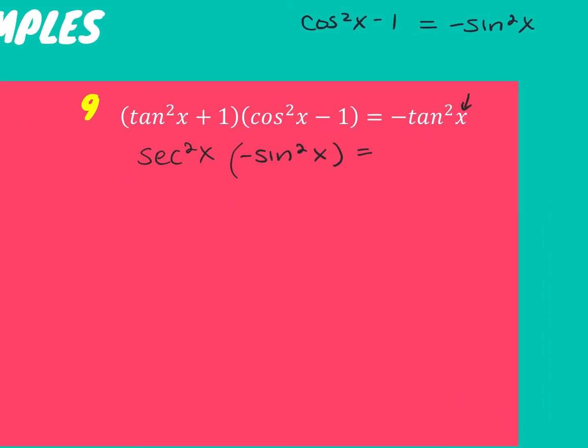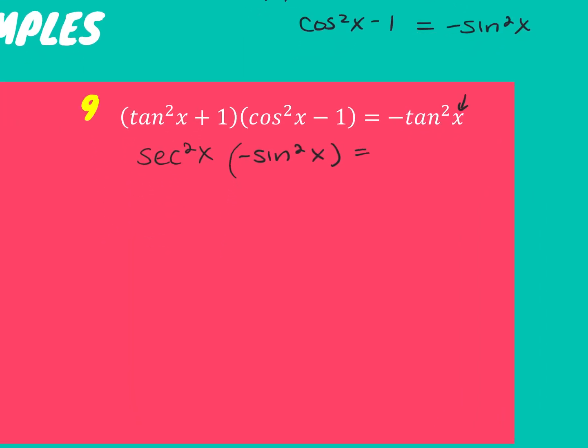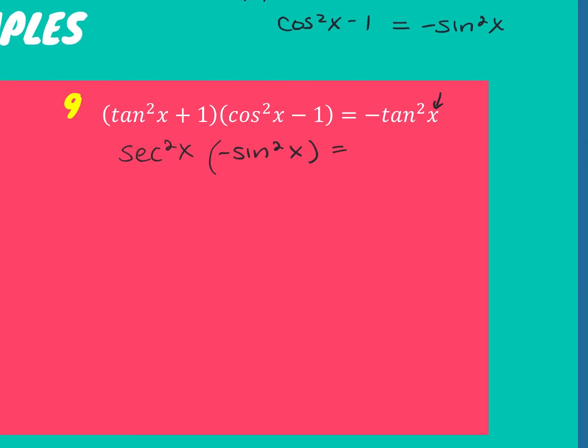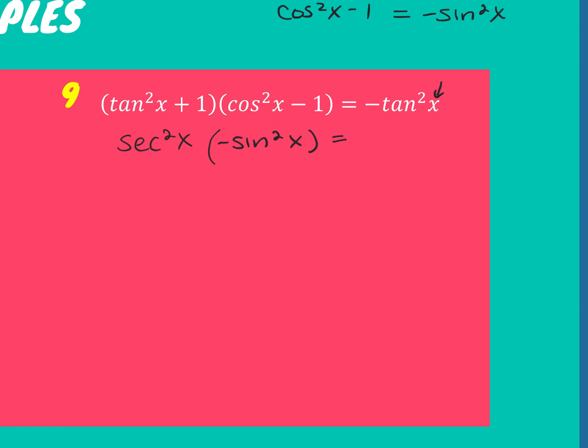Can we turn tangent into sine over cosine? You can. And secant into 1 over cosine squared? So try doing one more step here before you go back to that other one. So if I combine that into 1, it's negative sine squared x over cosine squared x, right? Oh, it's the same. And that's the same as negative tan squared x.